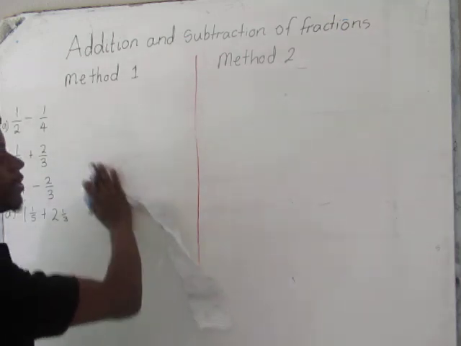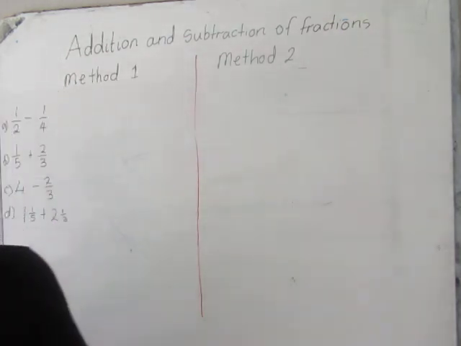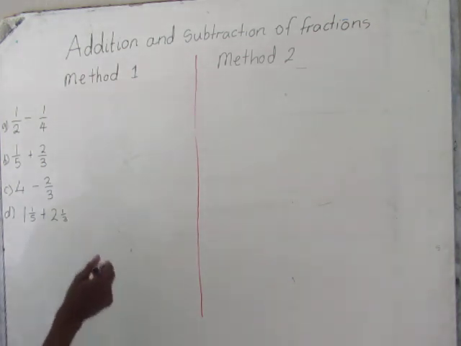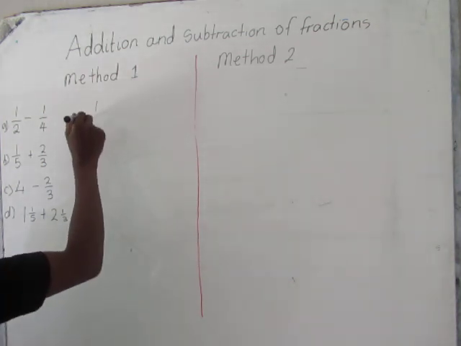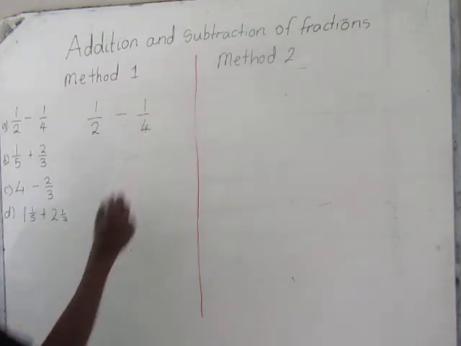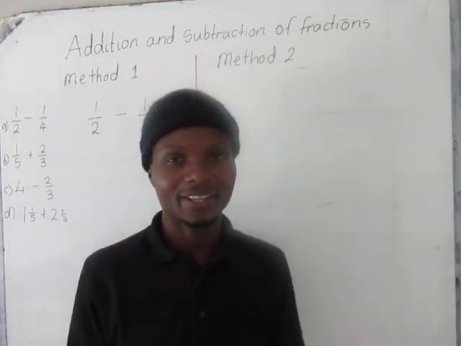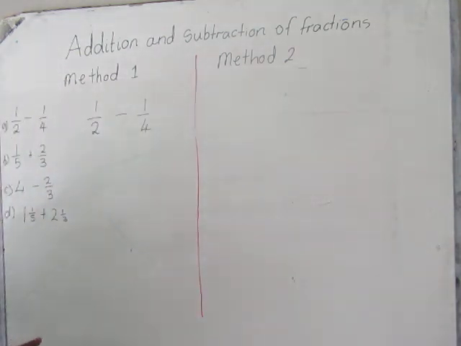But in most cases, we may not be given denominators that are the same. We have to work them out. For example, we are given 1 over 2 minus 1 over 4. So I'm going to use the first method, which, if you're in primary, is the best method to use. So what do we do in this simple method?